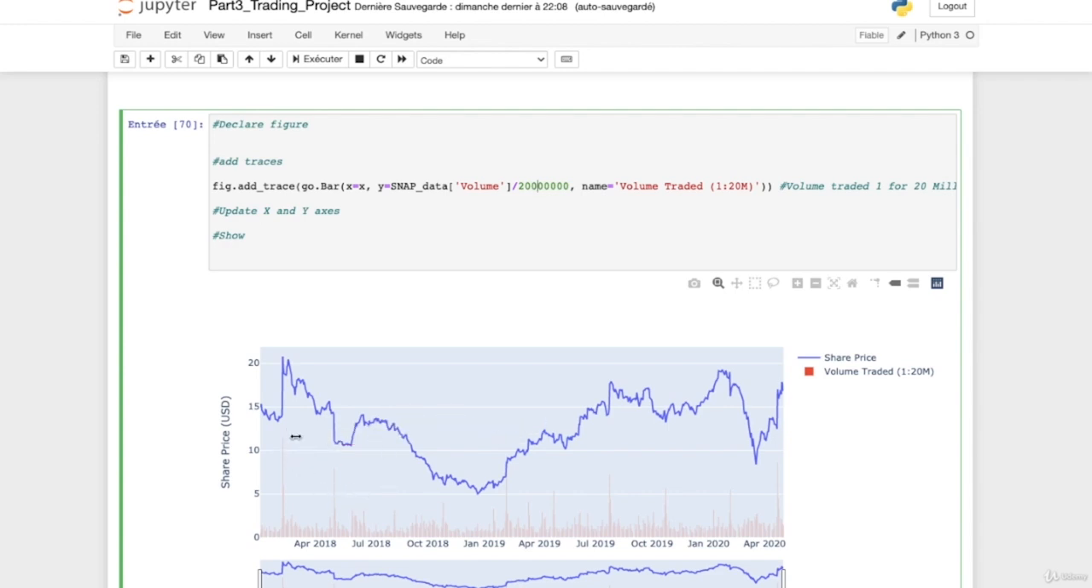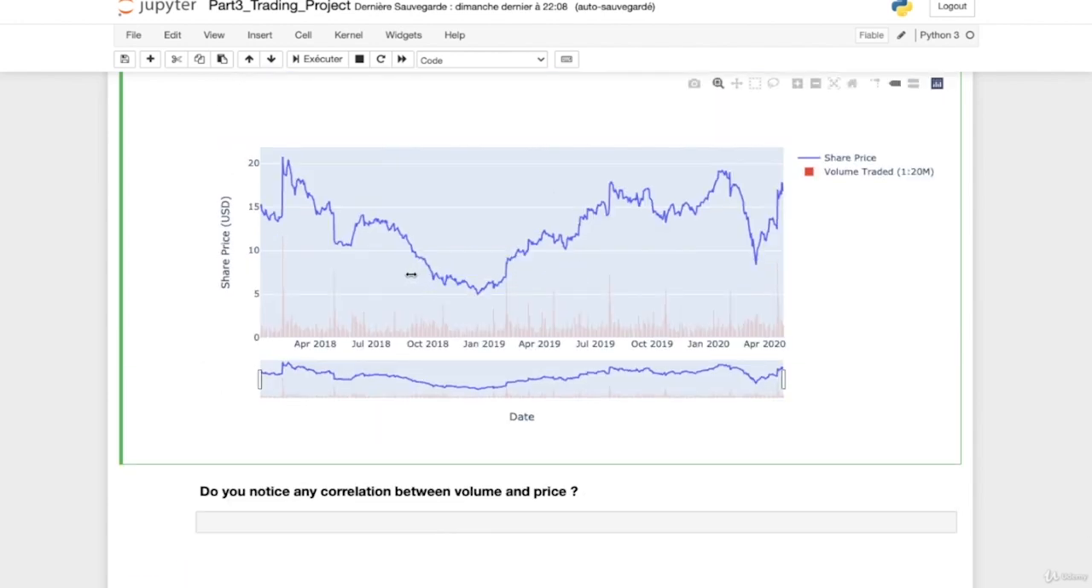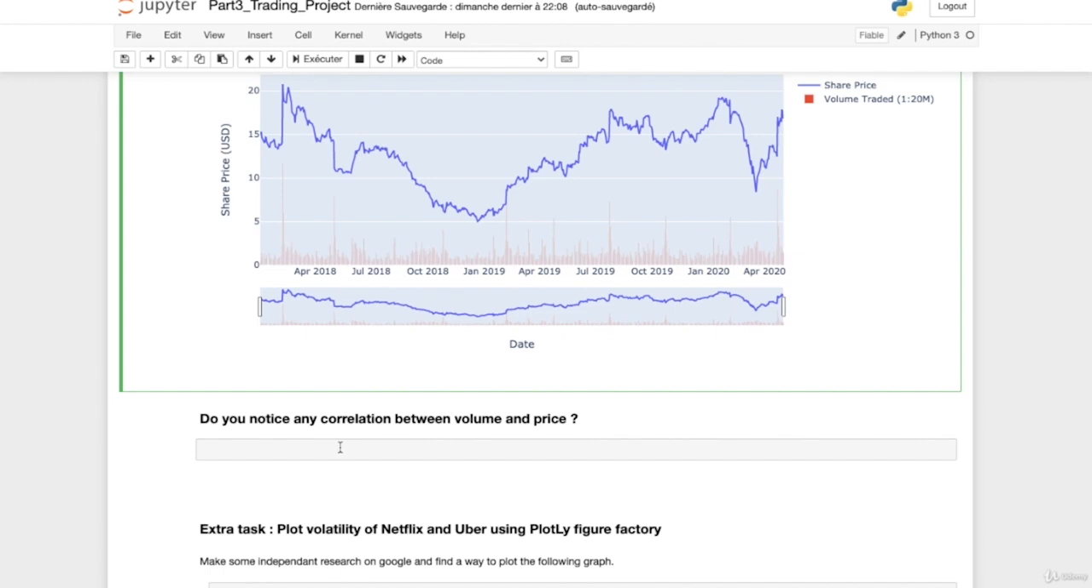But the goal here is to be able to find out visually a correlation between the volume traded and what happened on the market. As you can see here, for instance, on the 7th of February, we had the most important date for Snapchat in terms of volume traded, which corresponds to the main high for Snapchat as well. And once you have developed your graph, you will have to answer the following question: if you notice any correlation between the volume and price. When I'm asking you this question, it's visually, if you can notice any correlation.